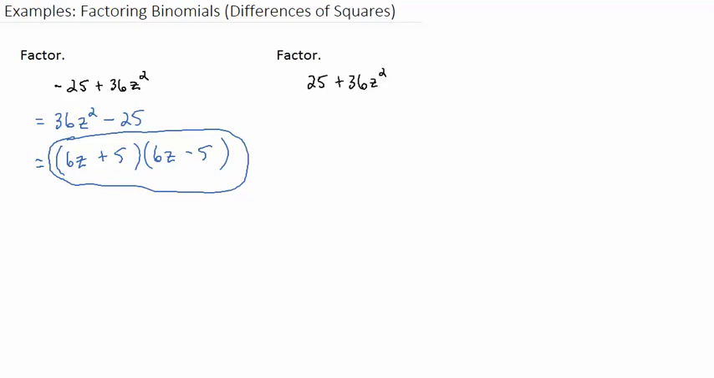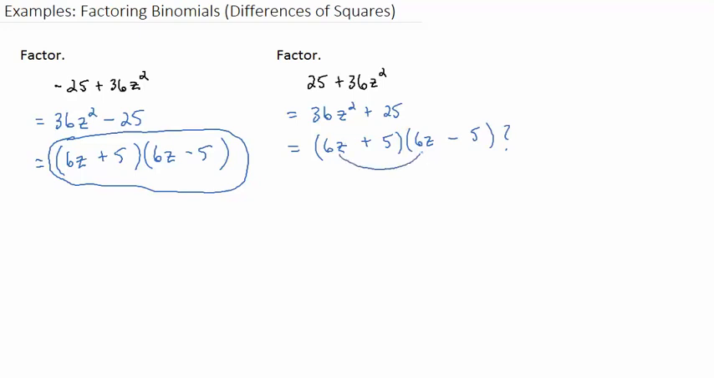Okay, so here is a binomial, but it's not in descending order, so we move it around. And we notice something different about this one. It's not a difference even when we put it in the right order. It's still a plus and not a minus. So we still think, okay, there's no middle term, so I have to use conjugates to factor it. So I use 6z times 6z to get 36z squared. And to get the 25, I use 5 and 5. And since there's no middle term here, I have to do a plus 5 and a negative 5. Now the question is, is this correct?